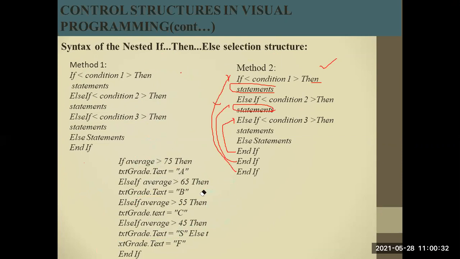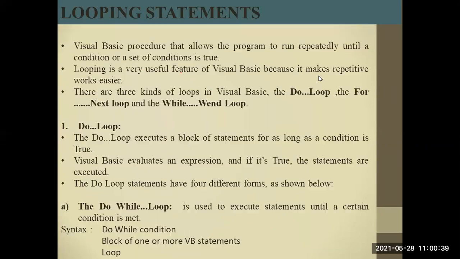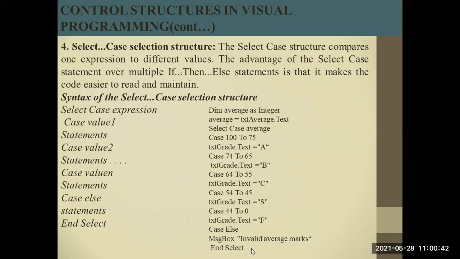Okay. So there is another topic, which is about nested conditional statements. The nested conditional statement can also be written in the select case structure. The nested case structure can also be represented in the select case selection structure. So what does the select case selection structure do? Basically, it compares one expression to different values. Then the advantage of the select case statement over the multiple if then else statement is that it makes the code easier to use and maintain.